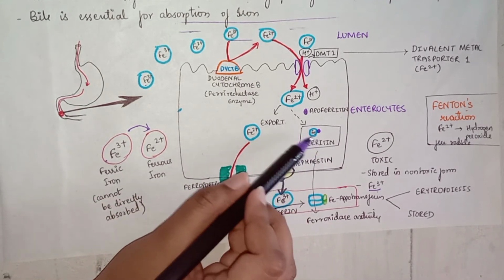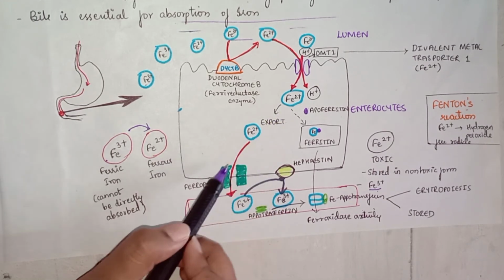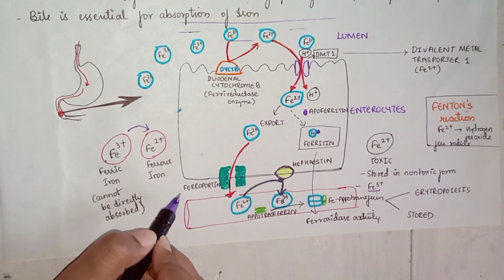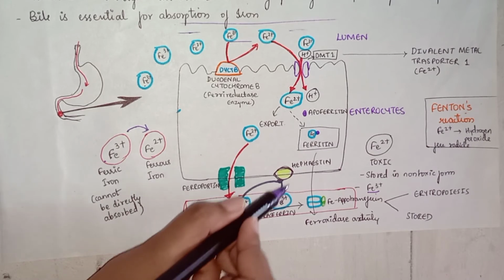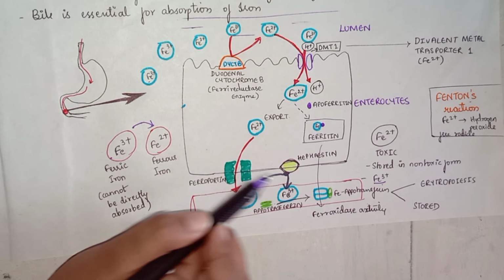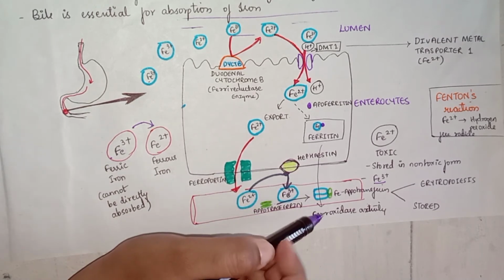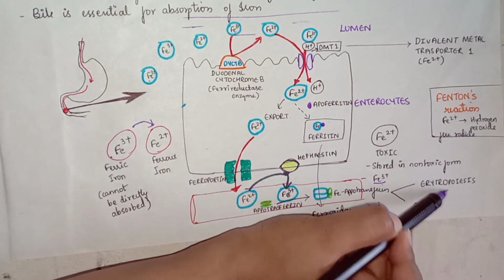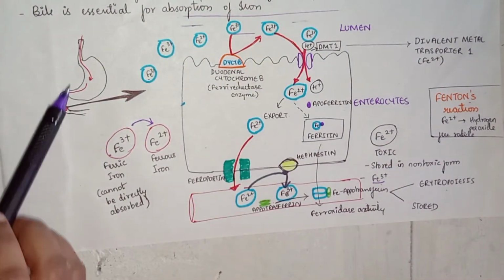Some of the Fe2 plus ion is transported out from the enterocyte into the bloodstream through ferroportin. Here again Fe2 plus is converted back to Fe3 plus by hephaestin. It combines with apotransferrin in the blood and forms iron-transferrin, which is later stored or used for erythropoiesis.